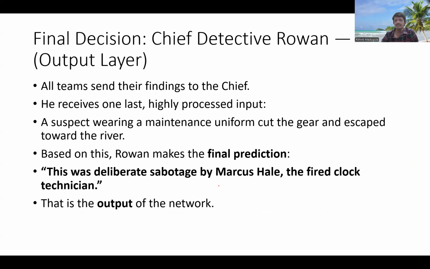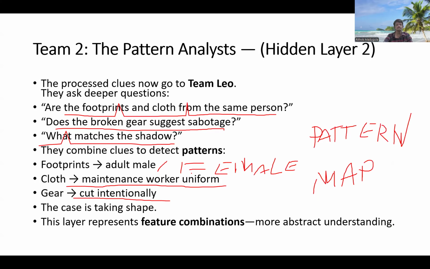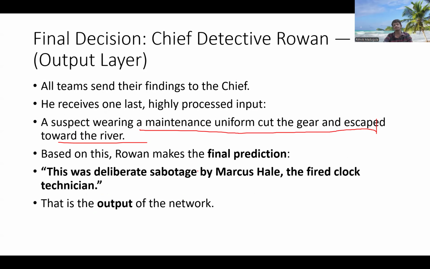So finally, we can have a conclusion that the guy who is doing the maintenance work may have cut the gear and stopped the clock, and he is going to escape towards the river, so that we can predict that he is one of the culprits who is going to hide the clock. So with these three predictions, we came to a conclusion that the guy who has stopped the clock is the guy who is in the maintenance room.